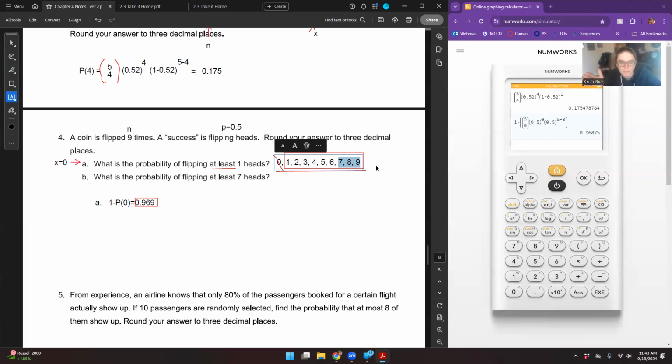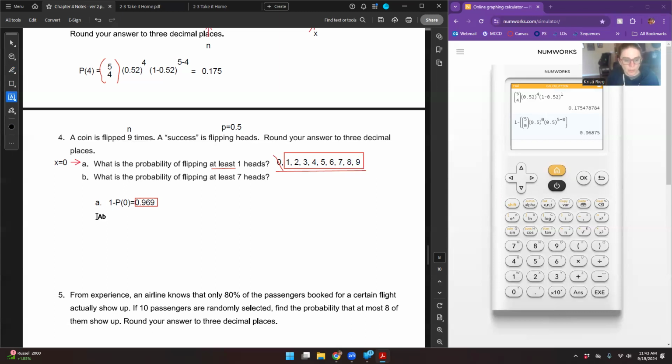At least 7 means 7 or 8 or 9. It's 7 or bigger. So there's not really a shortcut. There's just the faster way or the longer way. In this case, the highlighted 7, 8, 9, that's only 3 numbers. So I have to do this 3 times. The unhighlighted numbers, 0, 1, 2, 3, 4, 5, 6, that's 7 numbers. So I could do this 7 times or I could do this 3 times.